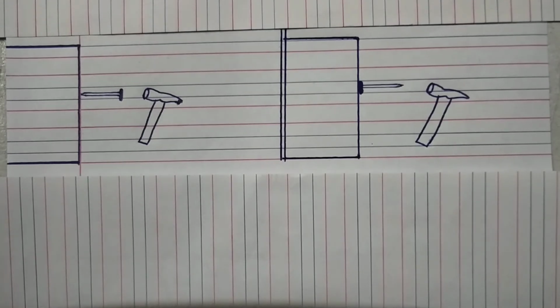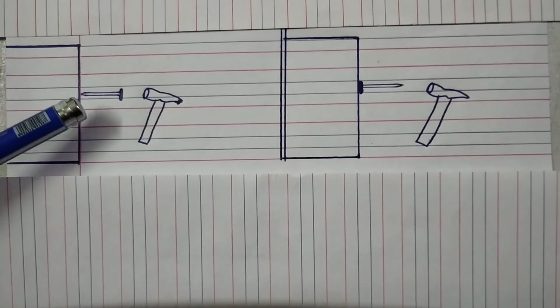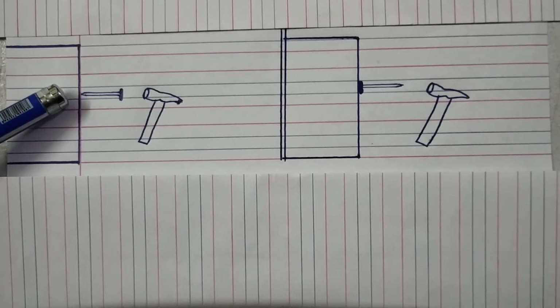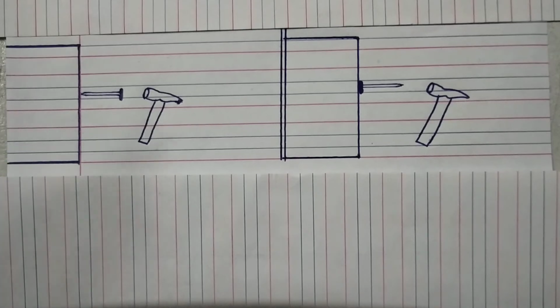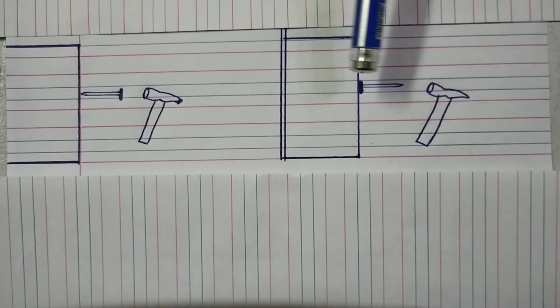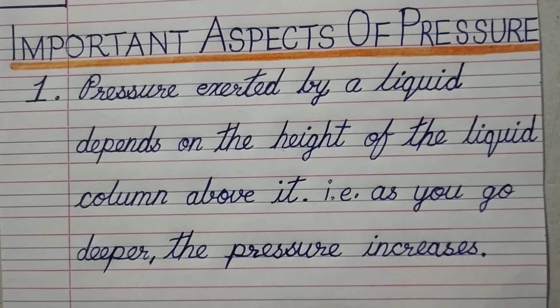You can also understand pressure by this example. When you hit the hammer onto this nail, the area of the nail in contact with the wall is very less, so it will immediately get pierced into the wall. On the other hand, if you try to pierce this nail over here, where the area of contact with the wall is way too much than over here, this hammer will not be able to pierce this nail into this wall.